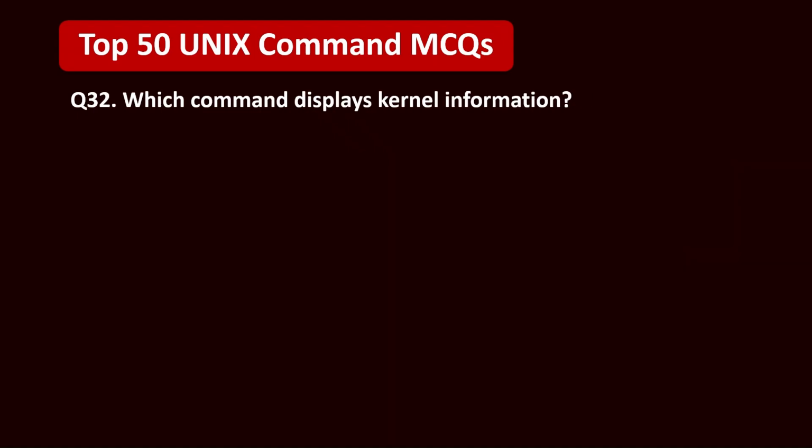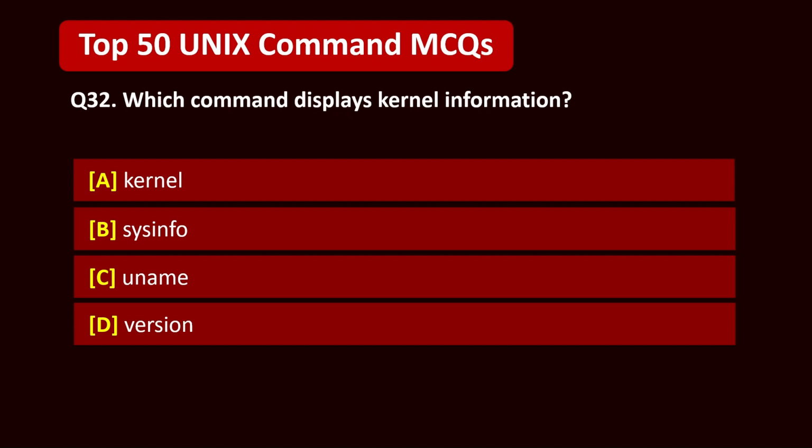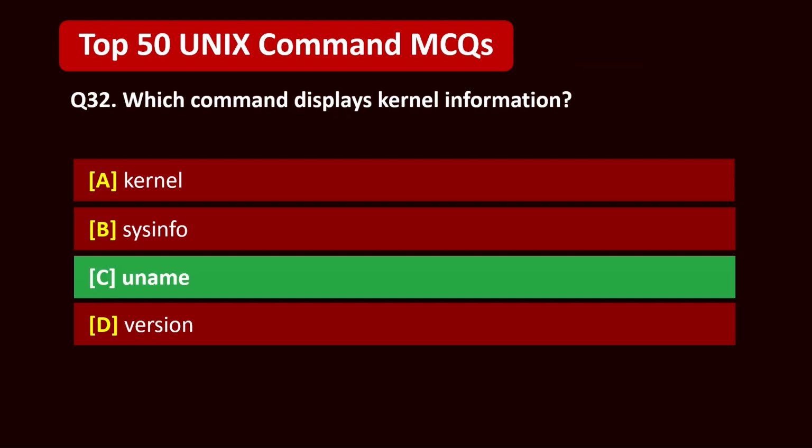Question 32. Which command displays kernel information? A. Kernel, B. sysinfo, C. Uname, D. Version. Correct answer is C. Uname.